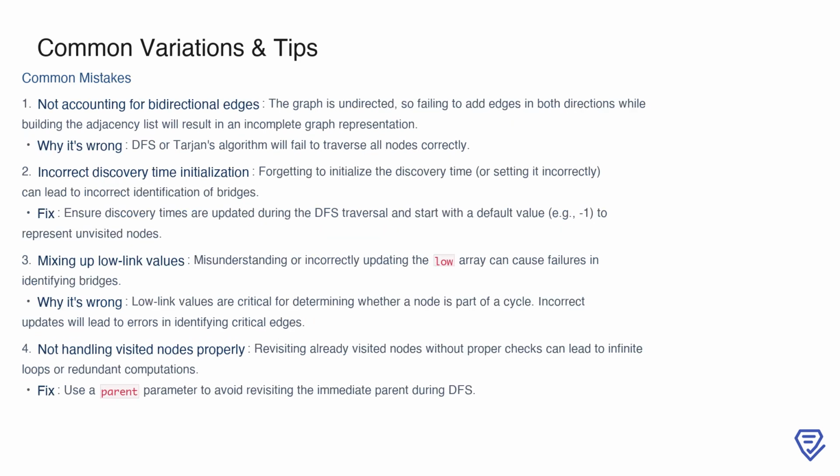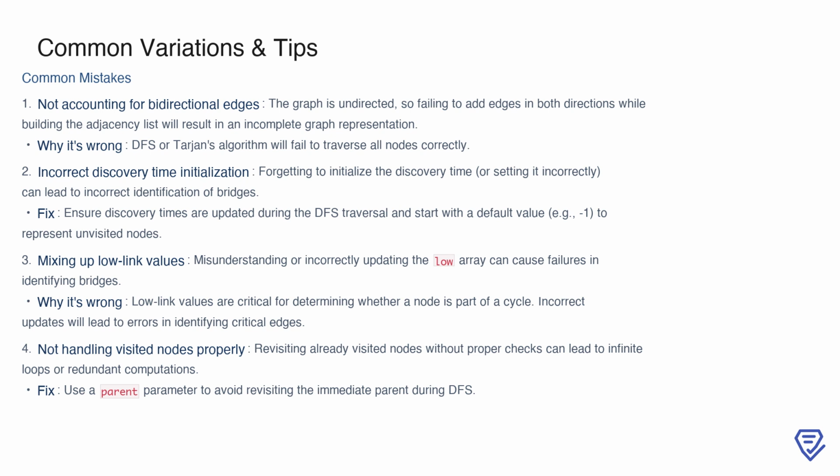In this section, we'll discuss some common mistakes that often occur when solving the critical connections in a network problem. First, not accounting for bidirectional edges is a frequent issue. Since the graph is undirected, edges must be added in both directions when building the adjacency list. If this step is missed, the graph representation becomes incomplete, and algorithms like DFS or Tarjan's algorithm may fail to traverse all nodes properly.